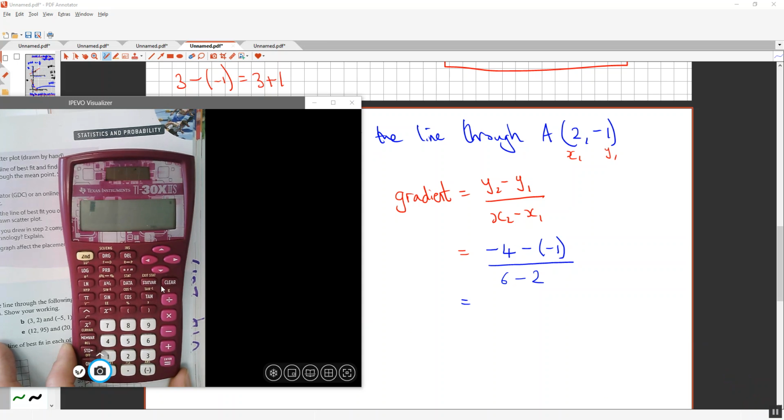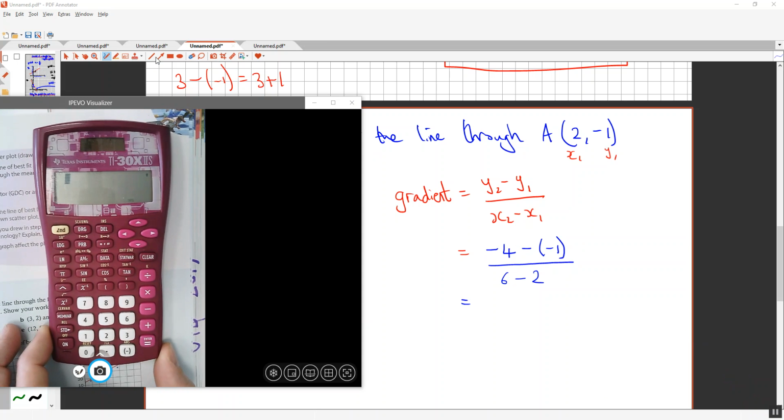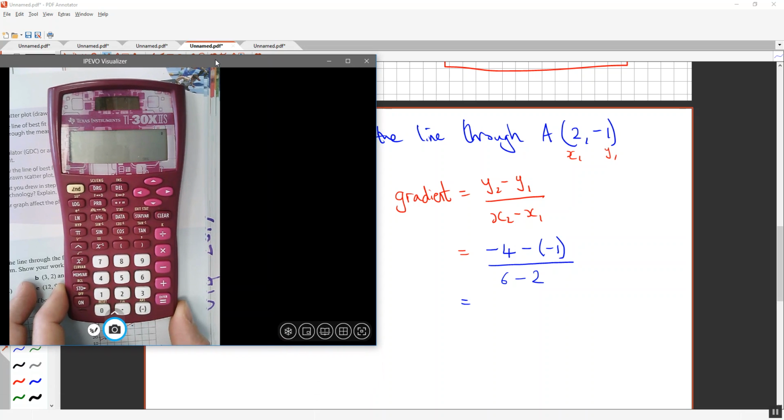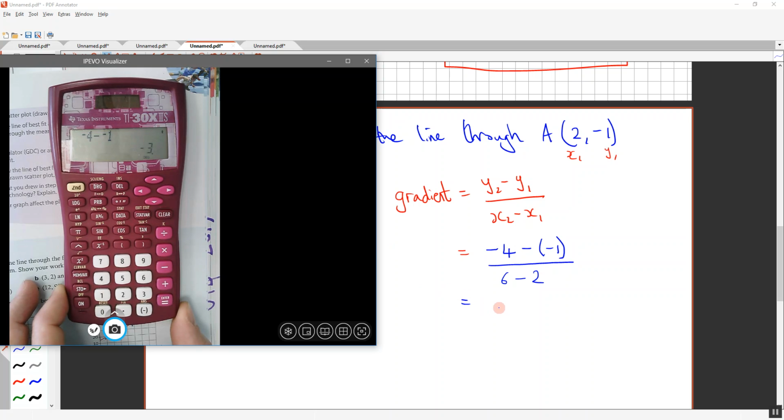So here's my calculator. I am putting in -4 subtract -1. So that's my top line. I don't need to worry about putting the brackets in. That'll do it for me. Now I'm going to hit equals here. So I get -3 on the top.